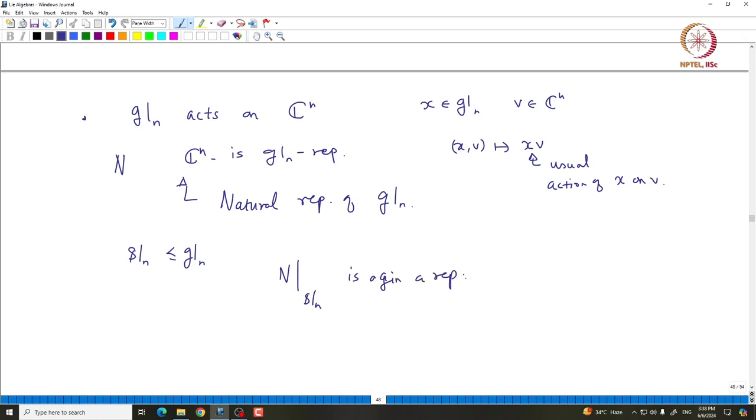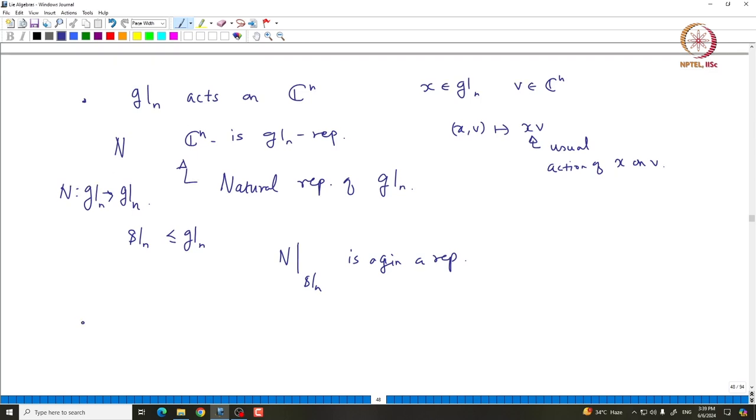That is also called the natural representation. So, this N is a map from GLN to GLN, which is the identity map. So, now let us see some other representations.